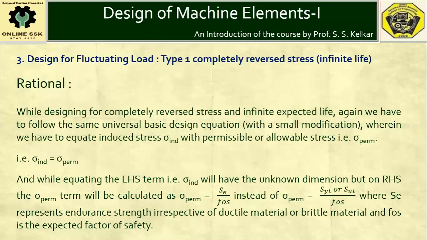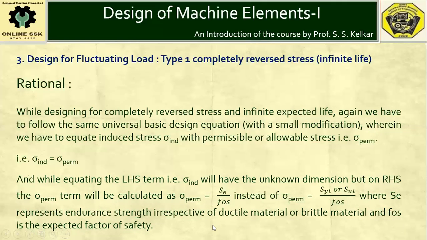But in case of completely reverse stress, where the machine part is subjected to completely reverse stress and expected life is infinity, in such case sigma permissible is calculated as SE upon factor of safety, instead of SYT or SUT divided by factor of safety. Here SE represents the endurance strength.